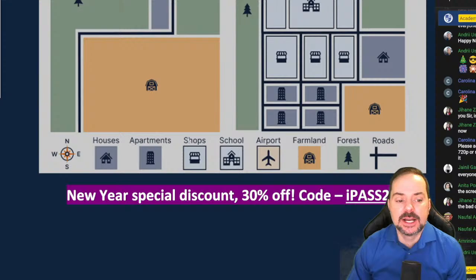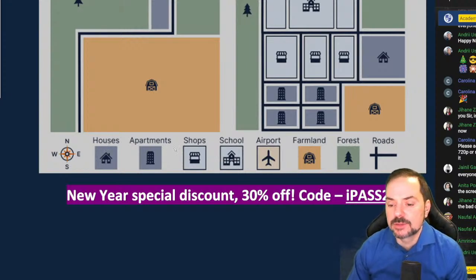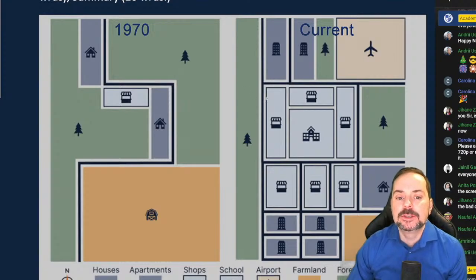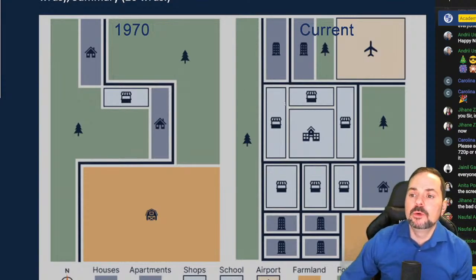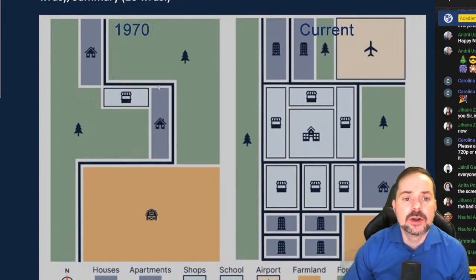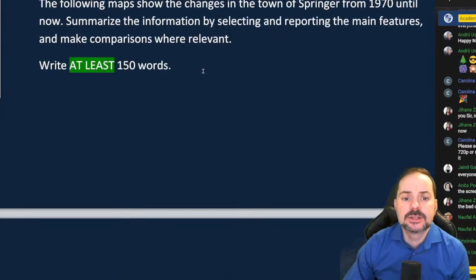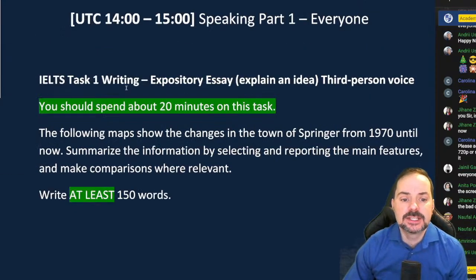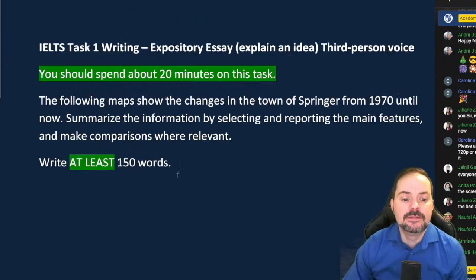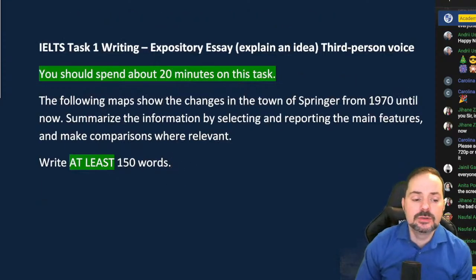So at a glance, we can see that we've got our compass, and we've got 8 different features that are represented, ranging from houses to roads to airports, shops, schools, and farmland. All right, and so now we can write our introduction based on that information plus the information given in the question.